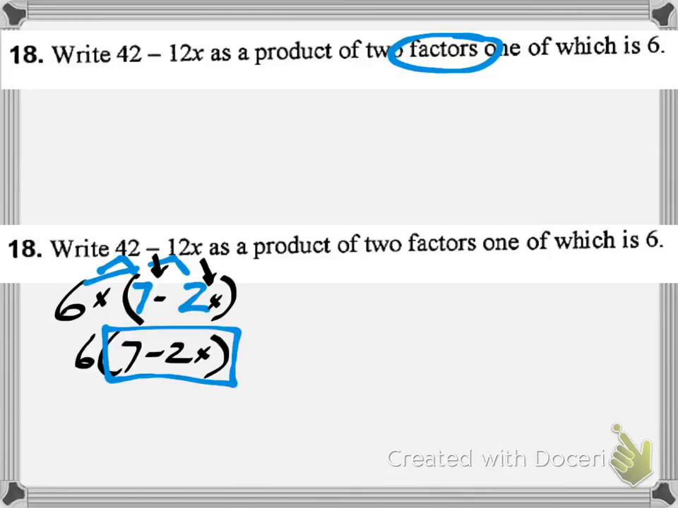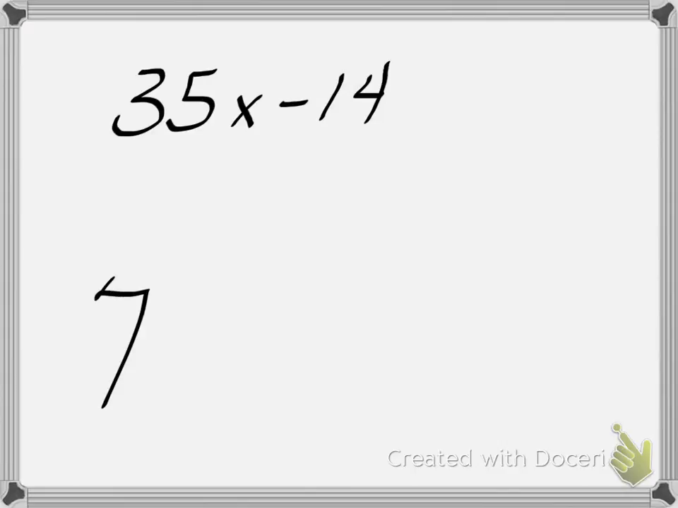So let's just go ahead and do another one of these. To do another one of these, we'll go ahead and just make one up. We will do 35x minus 14. And we're going to take that as a product of two factors. One is going to be 7.